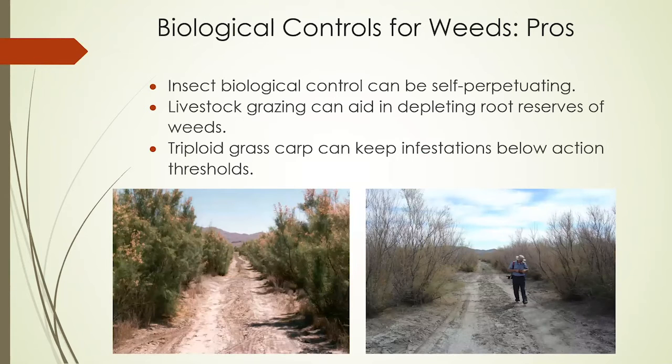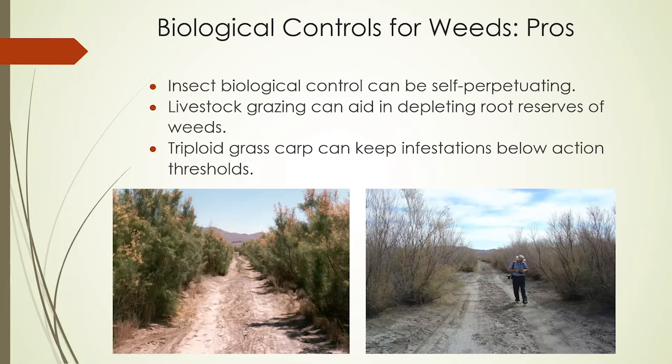So the pros are this insect biological control. It can be self-perpetuating. You just have to find an insect that likes the climate you're in, like here in Nevada, doesn't mind the cold winters and the hot, dry summers, and forms a stable population. If you use livestock grazing, again, you're going to deplete those root reserves of the weeds. Grass carp can keep water infestations below an action threshold.